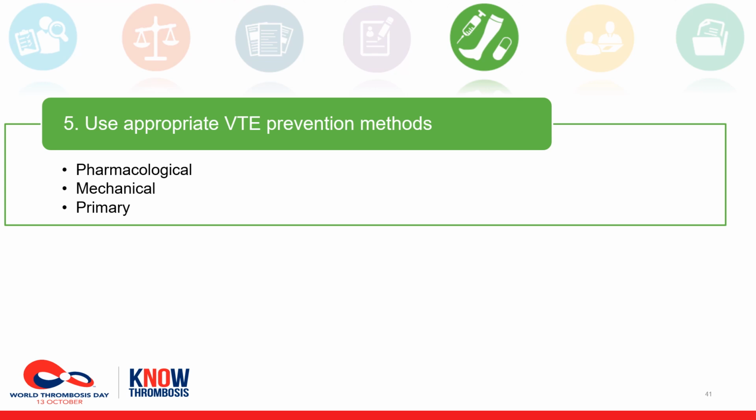So the big one, use appropriate VTE prevention methods. If we're going to provide VTE prophylaxis, we should provide it optimally. The three main prevention methods are pharmacological or chemical, mechanical, and primary methods. So we'll go through these individually.